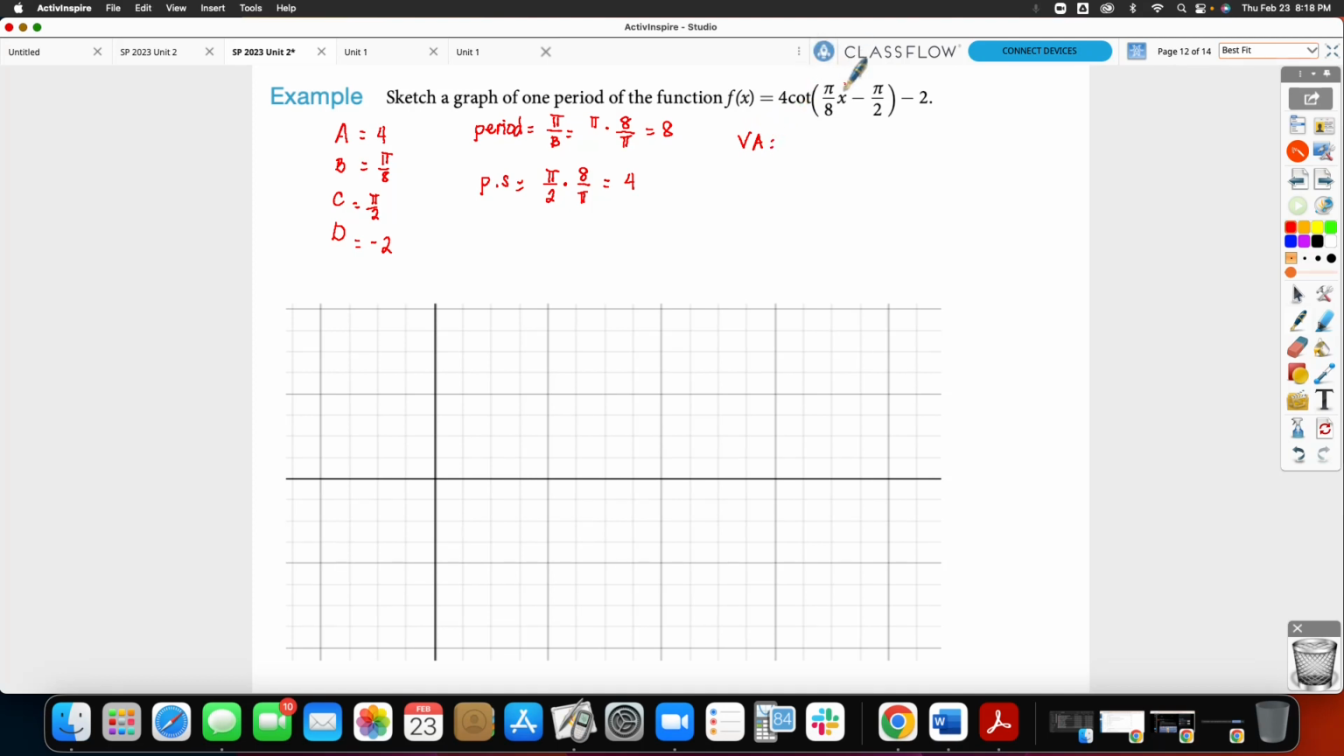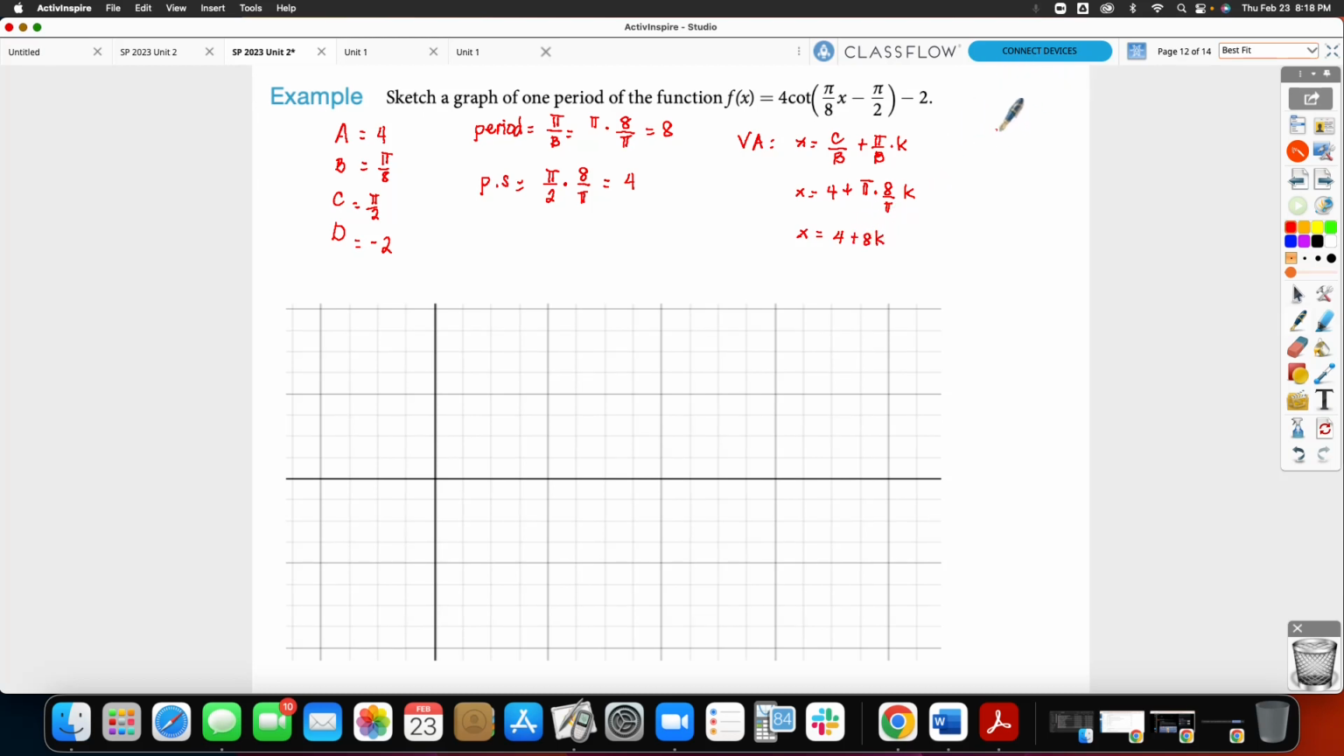Vertical asymptotes are at x equals c over b, which is the phase shift, plus pi over b times k. Now, k is any integer. Okay, let's see. C over b is equal to the phase shift, which is 4, plus pi over 8, which is the same as pi times 8 over pi times k. When you simplify this, you'll get 4 plus 8k.